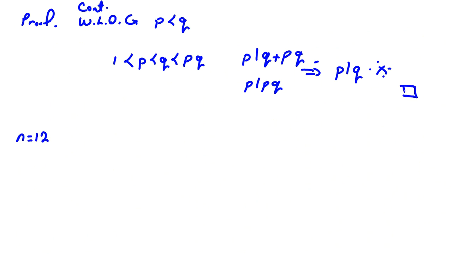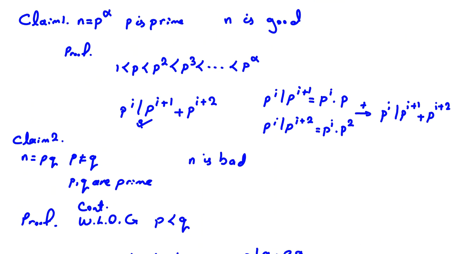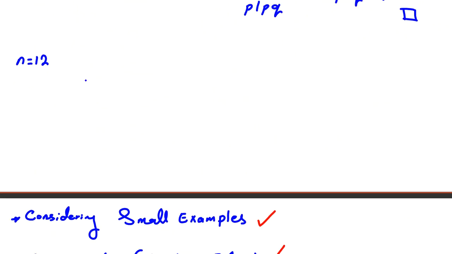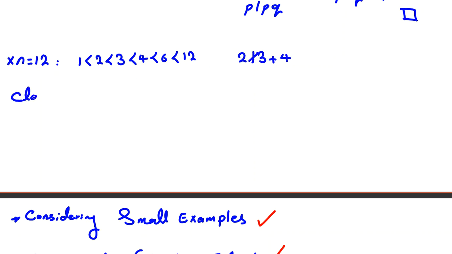So let me write this. The proof is completed here. Also this. N equals 12. The divisors are what? 1, 2, 3, 4, 6, 12. So as you can see, 2 doesn't divide 3 plus 4. So that's bad. Now our claim is what? N equals P squared Q, where P, Q, R are prime.